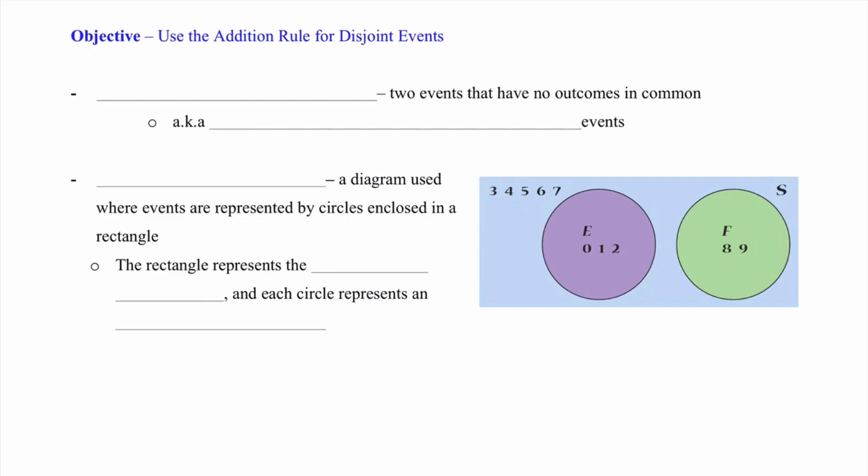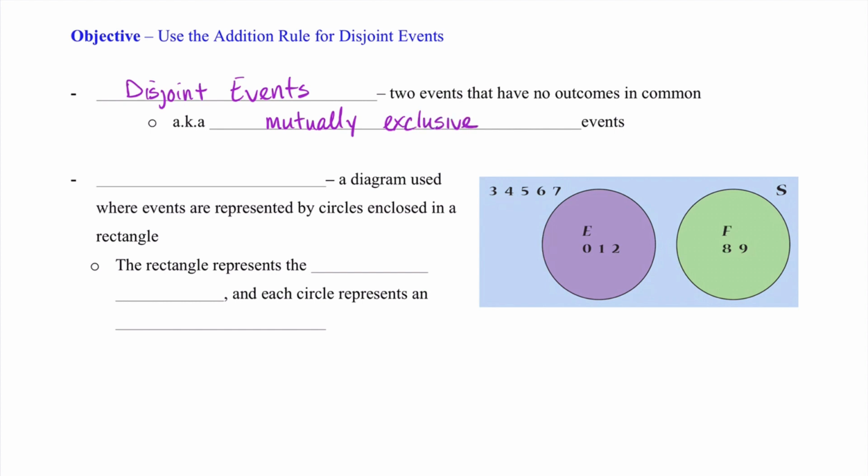Heading into our objective, we're going to discuss the addition rule for disjoint events, which means we first need to discuss what are disjoint events. Disjoint events are two events that have no outcomes in common. We also call these mutually exclusive events.